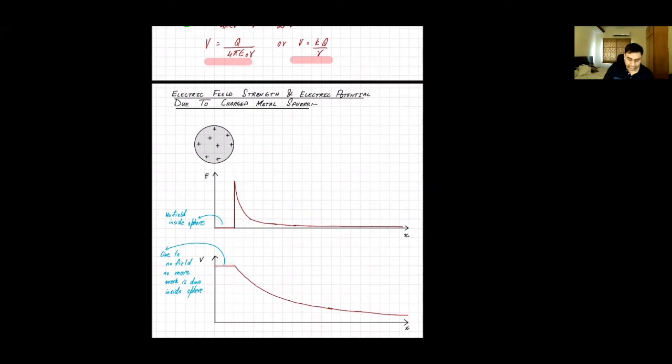That's because you would continue to do work in bringing a unit positive charge as you keep on moving towards it. But you realize that as you move inside the sphere, you don't need to do any excess work, any extra work, because there's no field inside. The charged particle inside the sphere doesn't experience any force. So obviously no work needs to be done on it to make it move.